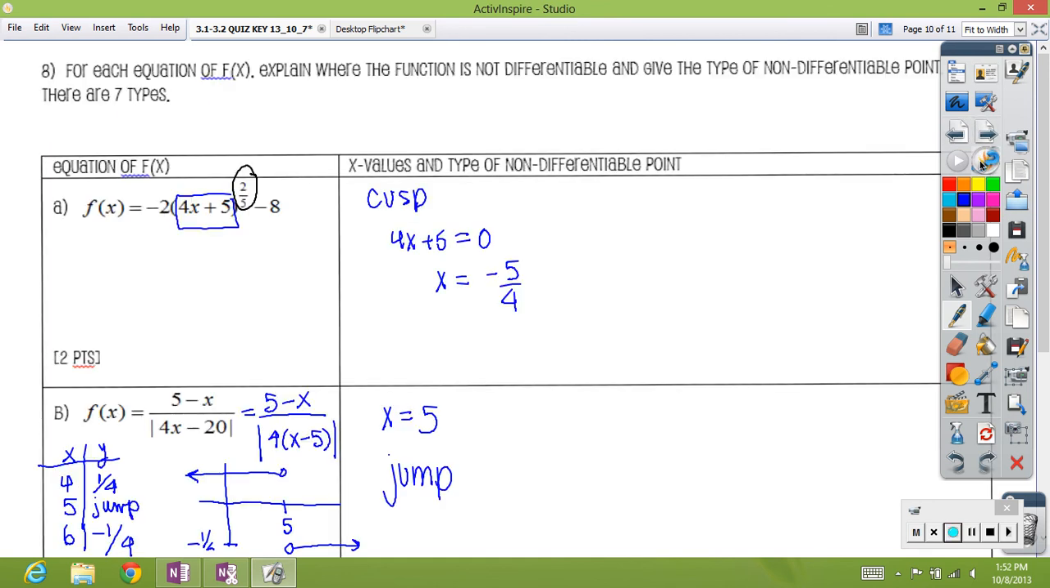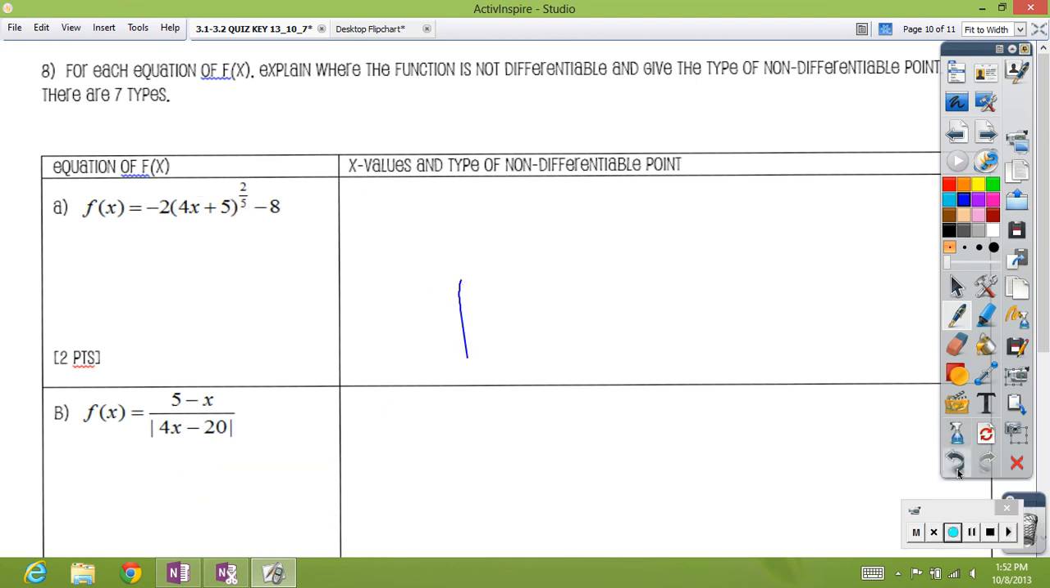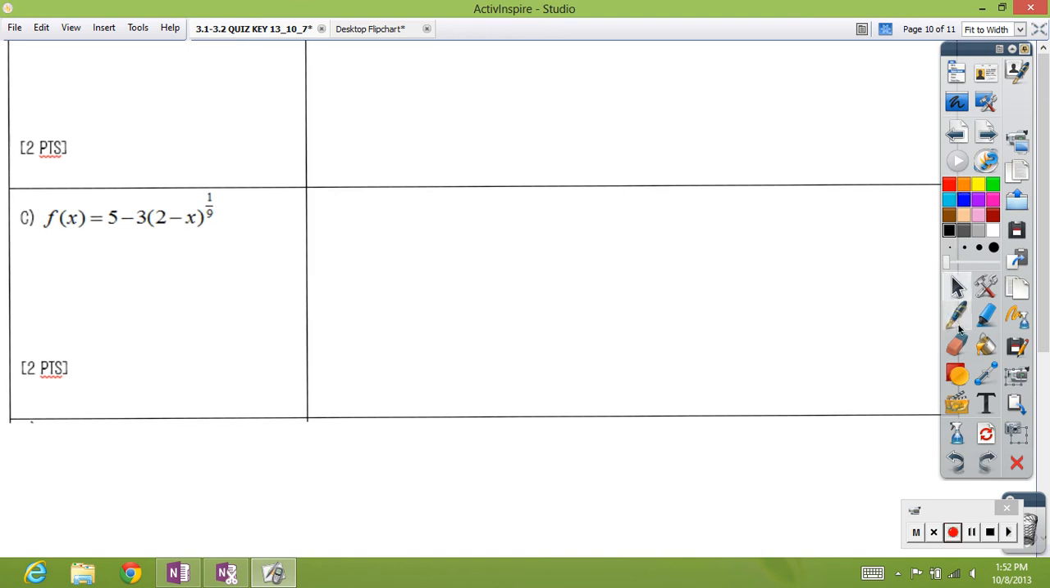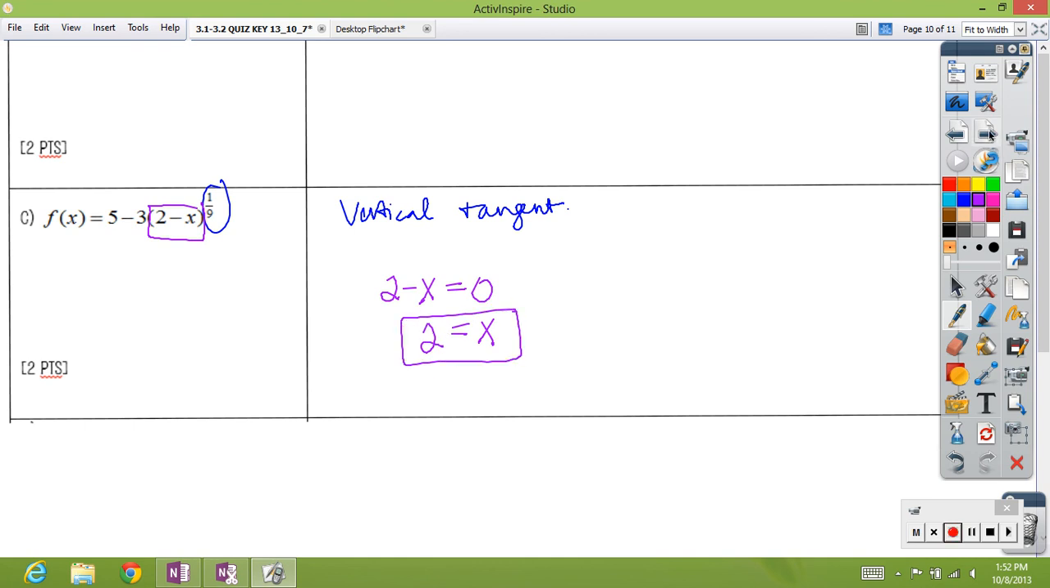Letter D, I must have skipped a letter. It must be hiding under there. Let's see. There it is. Alright, so this guy, we have odd over odd, which tells me I have a vertical tangent. Alright, so where does it happen? Same thing as before. You take who owns that power right here. 2 minus x, set it equal to 0, and I get that x is equal to 2. So vertical tangent at x equal to 2.